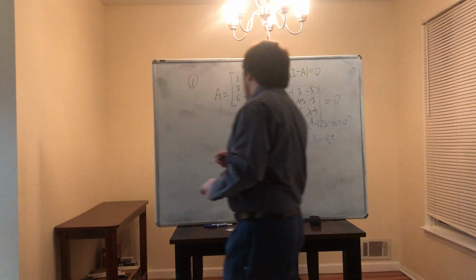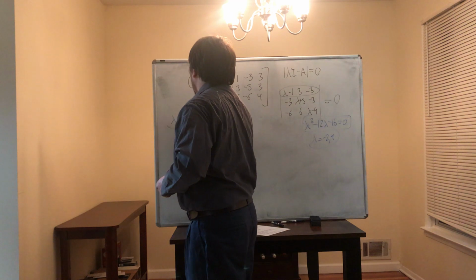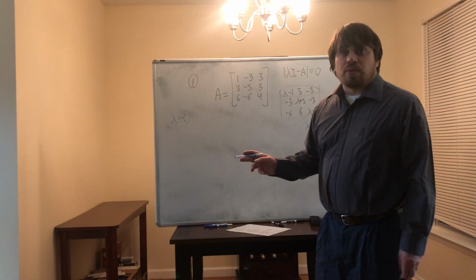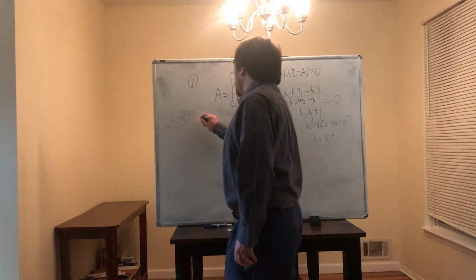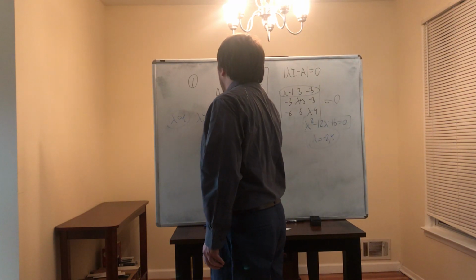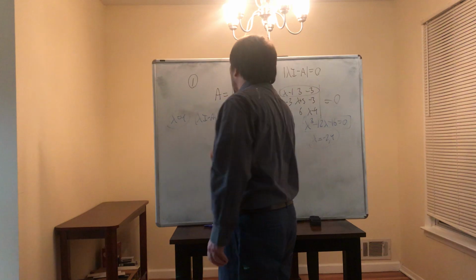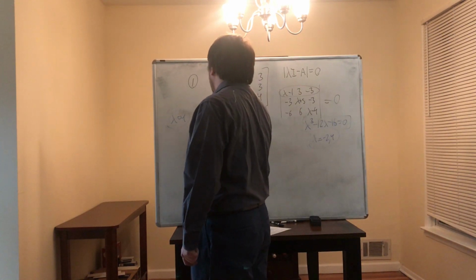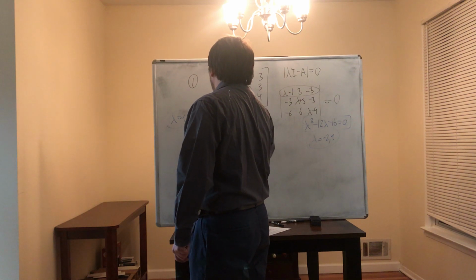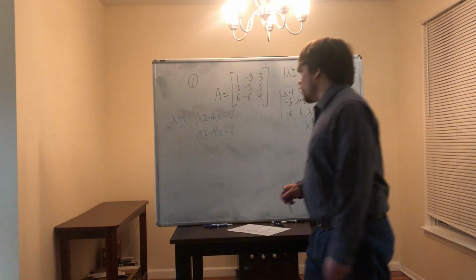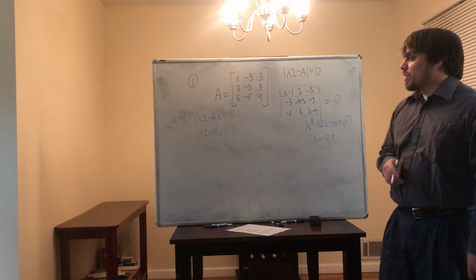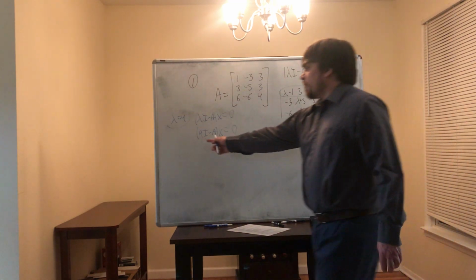Okay, so let's find the eigenspace corresponding to lambda equals 4. The eigenspace corresponding to an eigenvalue is all the solutions to lambda I minus A times x equals 0 for that chosen value of lambda. So in this case, it's the general solution to 4I minus A times x equals 0. It's all the vectors x that satisfy that equation. That's the eigenspace corresponding to lambda equals 4.